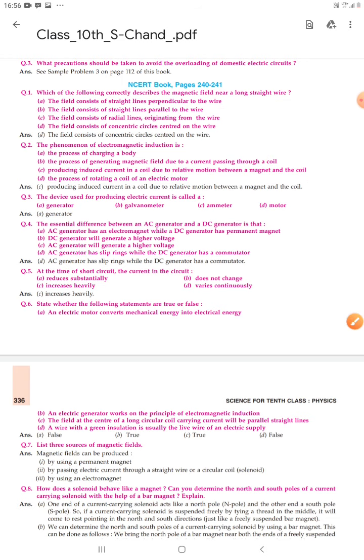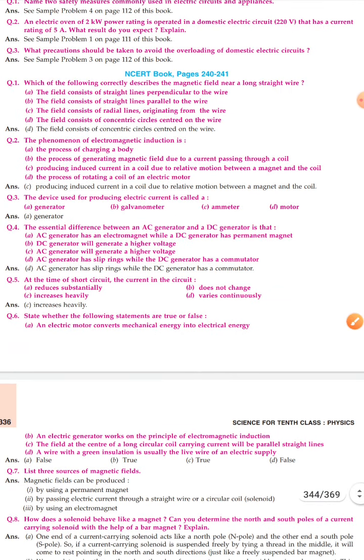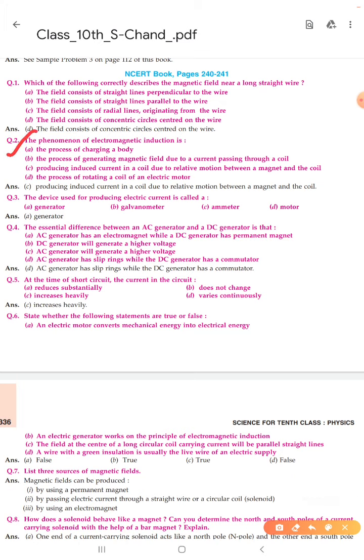Now number 2, the phenomenon of electromagnetic induction is. We already discussed electromagnetic induction. We know electromagnetic induction is a process in which we produce a current due to relative motion between a magnet and a coil. So we can choose the answer from these options, and answer C should be our answer.